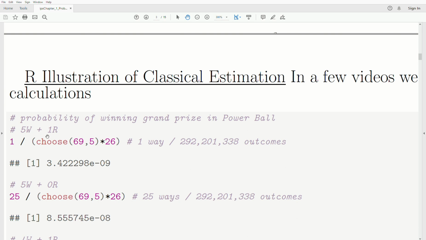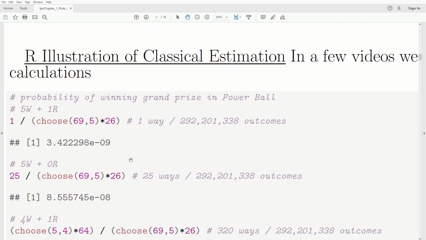So the number of ways to choose the correct 5 white balls and the correct red ball is 1 out of this big number. So it's one way out of 292,201,338. So that's a 0.0 with 8 zeros and a 3. That's the probability of winning the grand prize in Powerball.